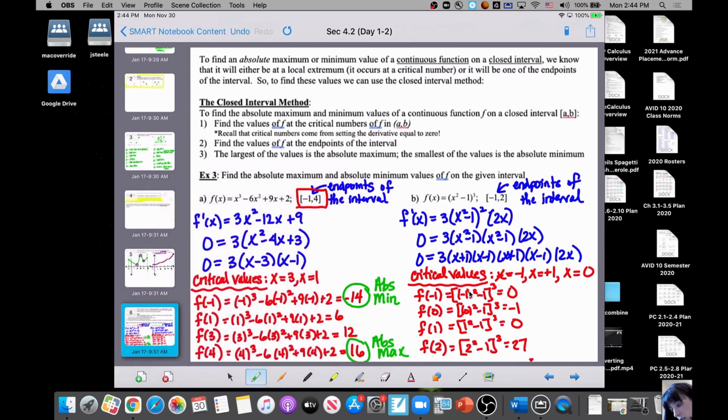So what is the lowest value we found here? Well, that's -1, right? So we have an absolute minimum here. When x is 0, it produces an absolute minimum of -1. And our absolute maximum is 27, and that occurs when x is 2.